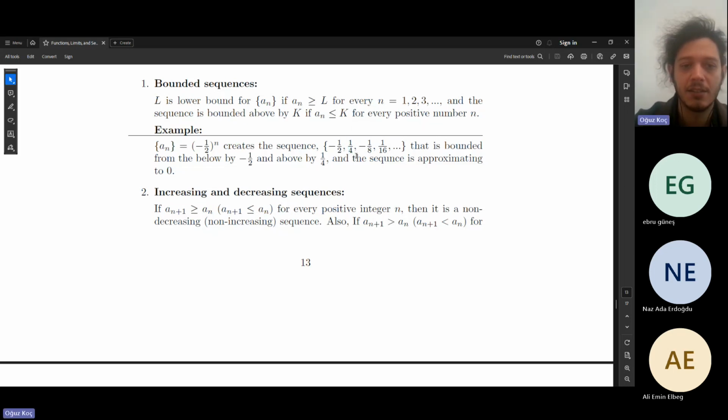It means that none of the members of the sequence will be greater than 1 over 4. Therefore, we can say that 1 over 4 is our upper bound here. It bounds the sequence from above. And also, we have negative terms in our sequence. Here, the smallest term is minus 1 over 2, and the terms are getting bigger. Since it is the smallest value in our sequence, it is the lower bound for our sequence.